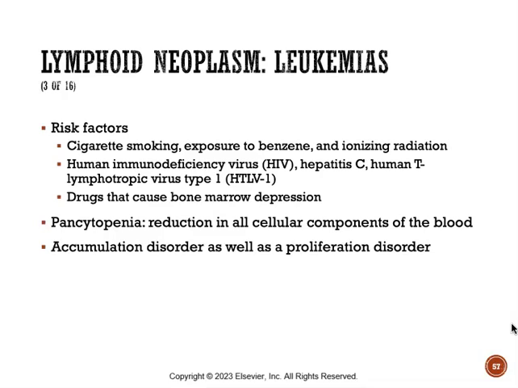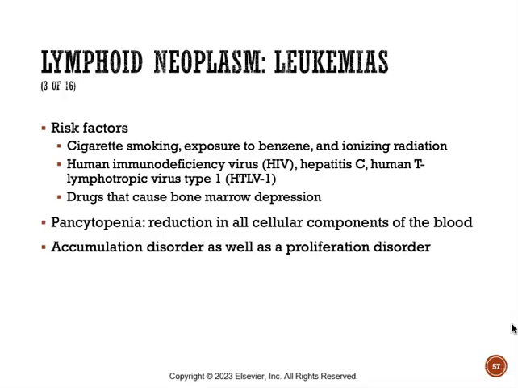And certain viruses can also play a role, which could include HIV, hepatitis C, and human T lymphotropic virus type 1, which can alter our immune function and trigger abnormal blood cell production. There are also some medications that suppress bone marrow function that can increase leukemia risk over time.